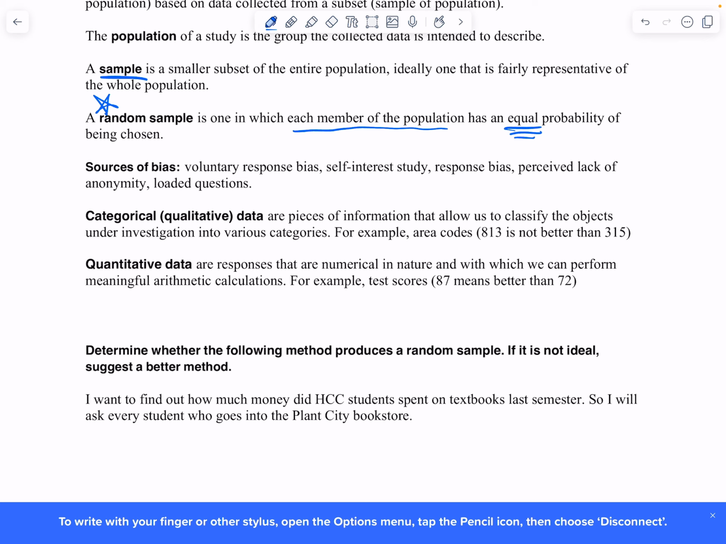Okay? But the quantitative data, these are responses that are numerical in nature and with which we can perform meaningful arithmetic calculations. For example, everybody in here gets a test score. So the person who gets an 87 as compared to the neighbor who got a 72 means that that 87 is a higher score. So therefore, it is quantitative data. So we're talking about some kind of system in which the numbers mean things.